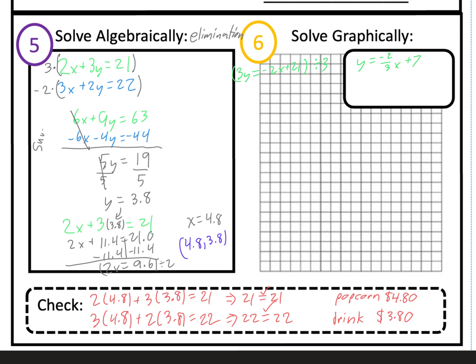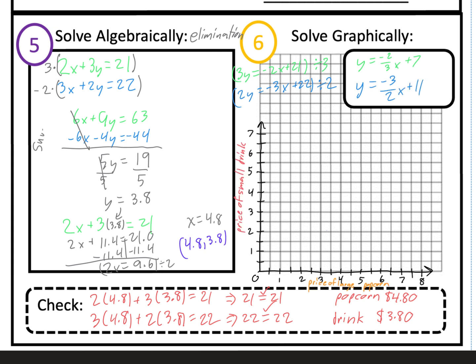We're going to do the same thing to the second equation. We're going to move our 3x to the right, so we have 2y is equal to negative 3x plus 22. And then to get y by itself, we're going to need to get rid of that coefficient. So instead of multiplying by 2, we're going to need to take our whole equation and divide by 2. Now we are left with y is equal to negative 3 over 2 x plus 11.